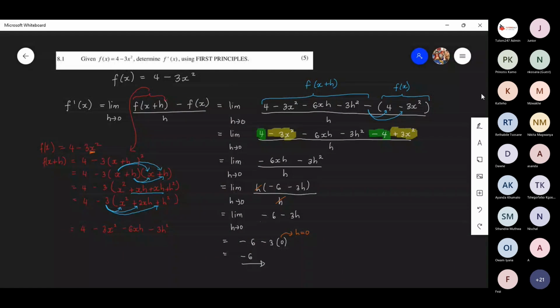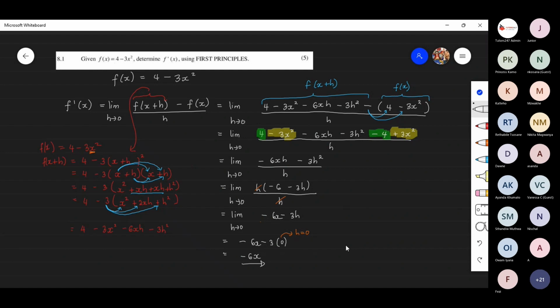Oh yes, that is correct. Sorry about that. I left that out. So this is minus 6x, minus 6x, minus 6x. So your answer would be minus 6x. Sorry about that. Thank you, Rethabile, for pointing that out.